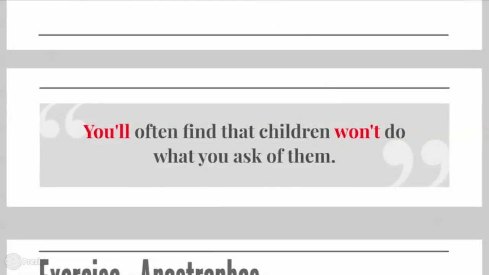So in this example here, you've got you'll often find that children won't do what you ask of them. Now you could use the longer version of that and you could say you will often find that children will not do what you ask of them. But generally when we're talking to one another, or in general everyday speak really, we often use the shortened versions. So we need apostrophes within those words to show that letters are missing within those shortened words.